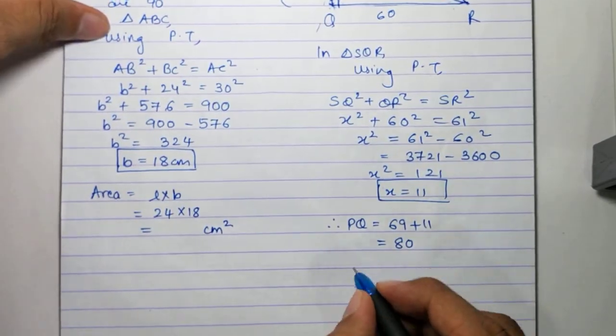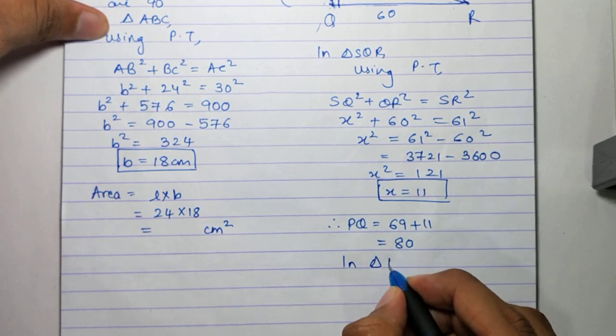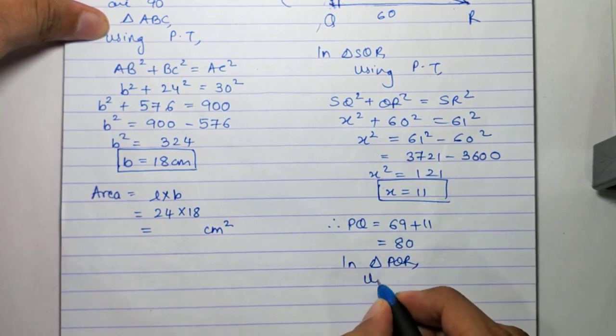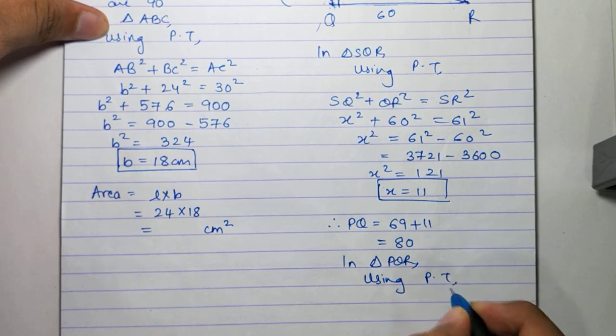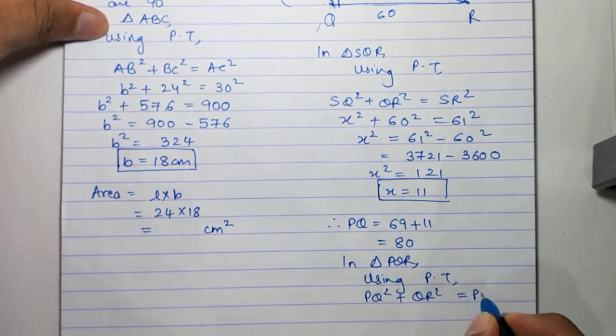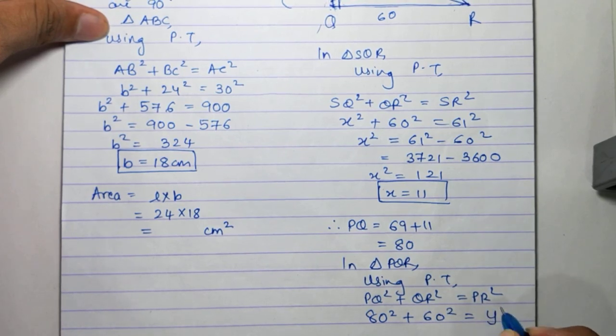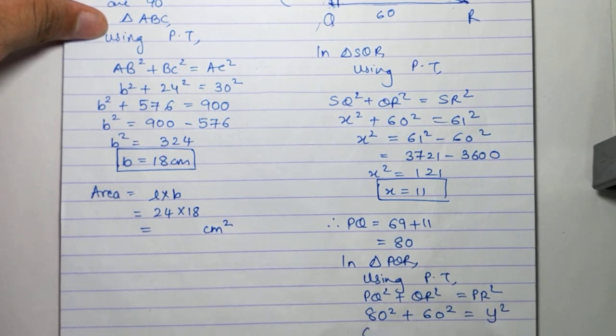So in triangle PQR, using Pythagoras theorem, now PQ we know is 80 square, QR is 60 square, equals PR which is Y square. So this is 6400 plus 3600, this will give me 10,000. So Y will be 100.